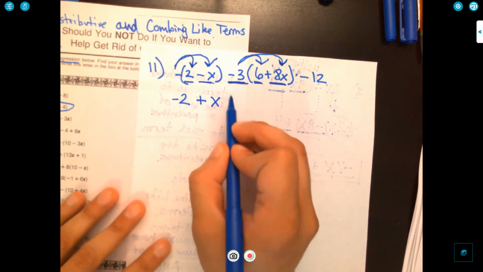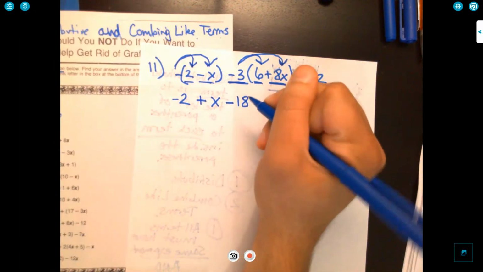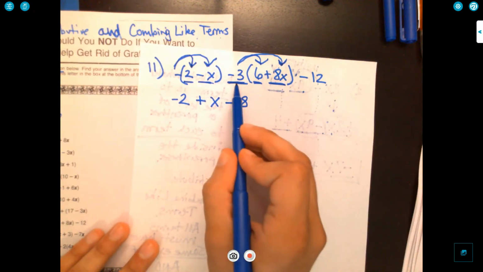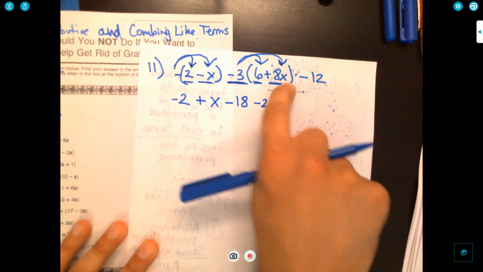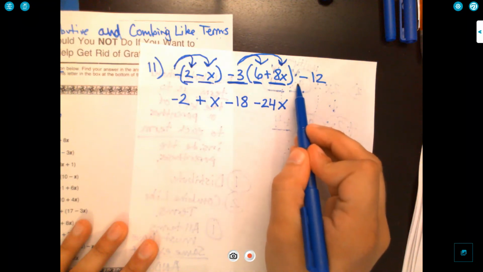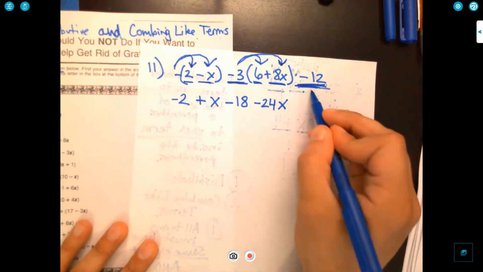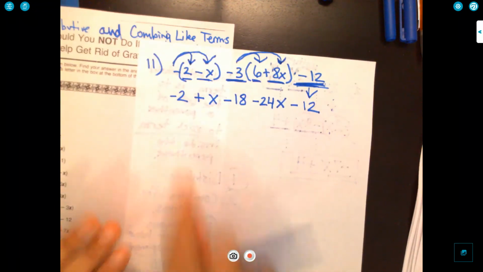All right, so now we come over here. So negative 3 times positive 6, you should get negative 18. And then negative 3 times 8x, you should get negative 24x. Keep that variable. And then we have this negative 12 term off to the side. We're going to bring that down as minus 12. And so we got rid of our parentheses.